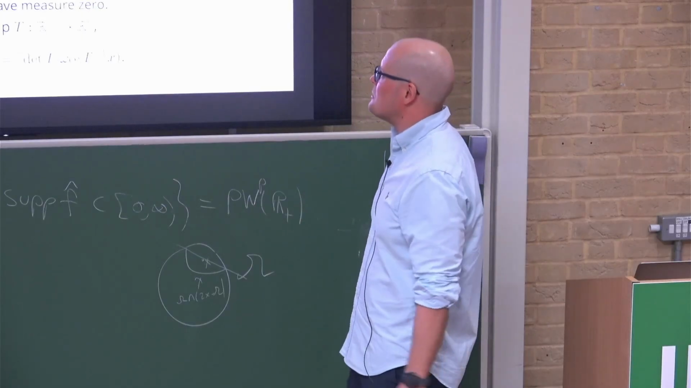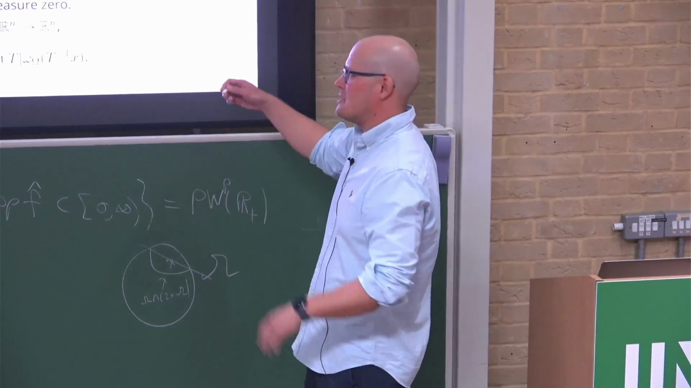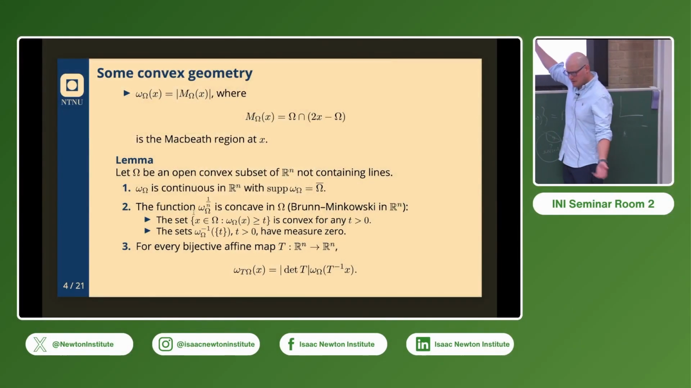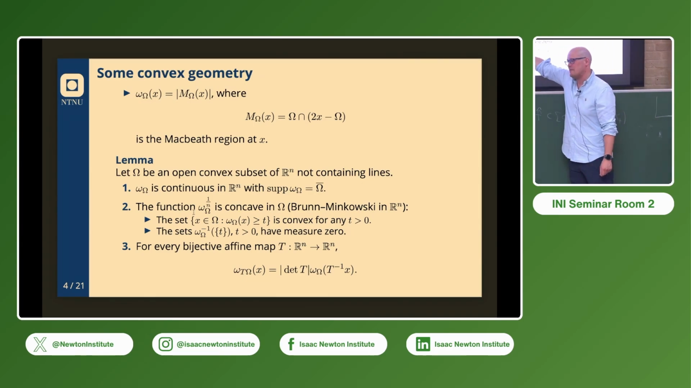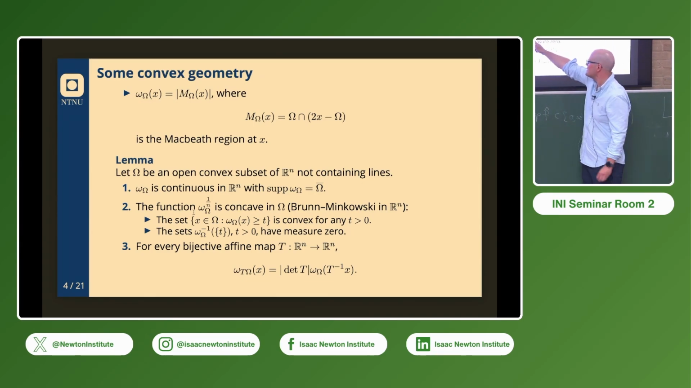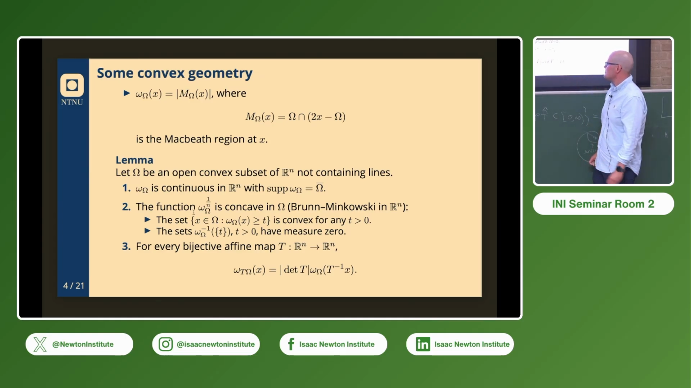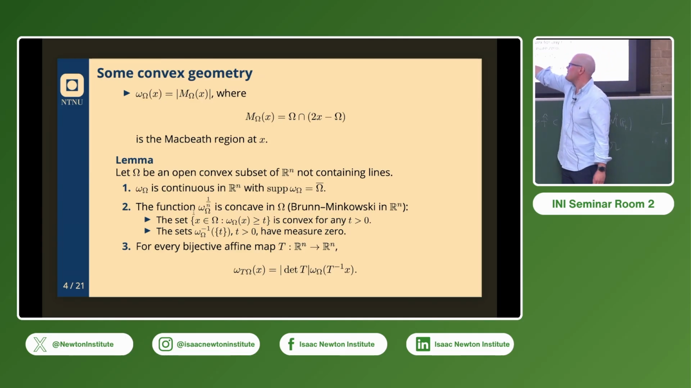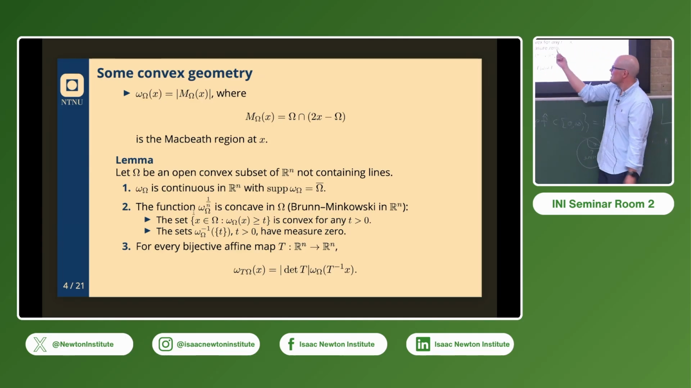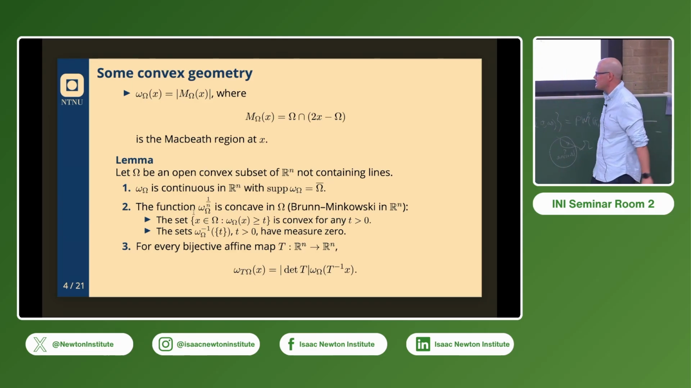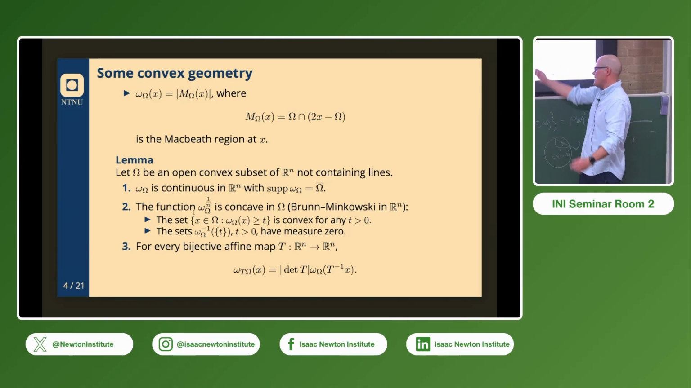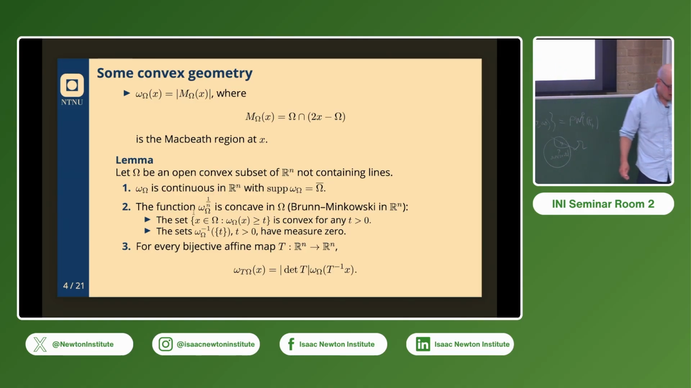But anyway, the weight is continuous, and by Brunn-Minkowski, all these super level sets that we're going to look at later are convex, because the function is concave. That will be important for proofs, not in the talk. And yeah, you have nice properties. This behaves well under affine maps.